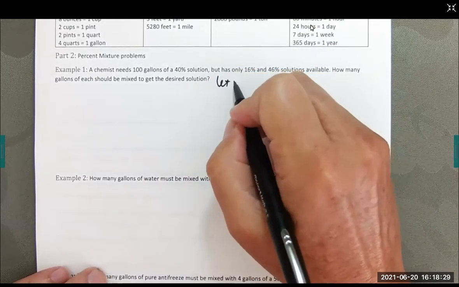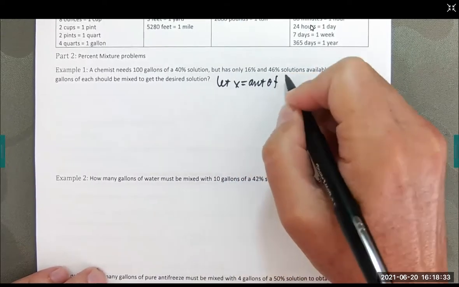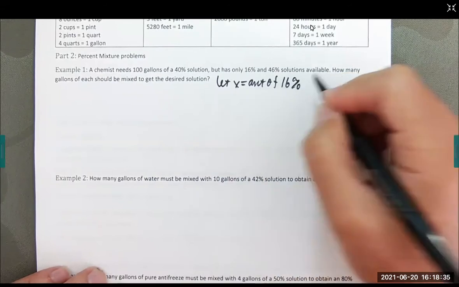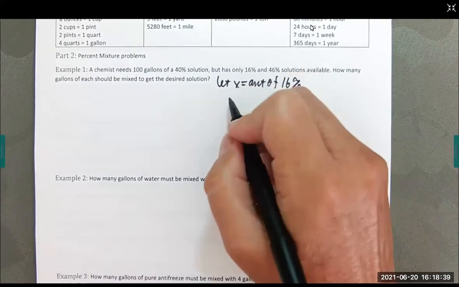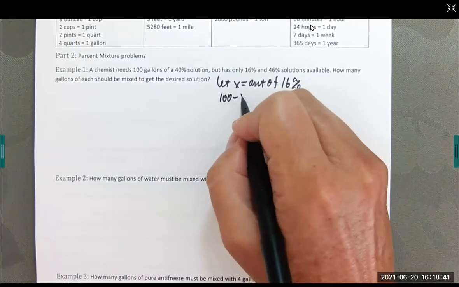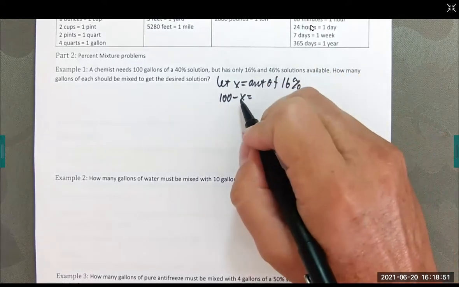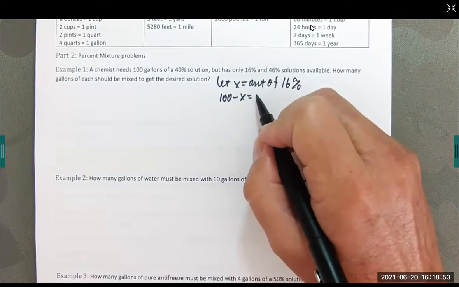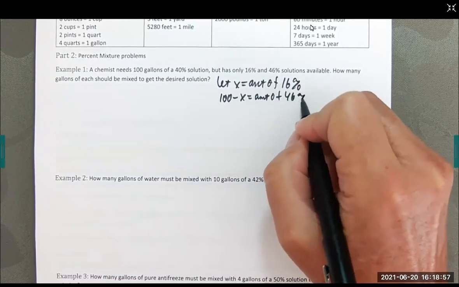So we're going to let X equal the amount of 16% solution. Now, what's left of the 100 is going to be 100 minus X. Now, that might seem a little weird, but let's say that X is 60. Well, how much is left over? Well, 100 minus 60, which is 40. But since we don't know what X is, we're just leaving it in terms of X. So this would be the amount of 46% solution.